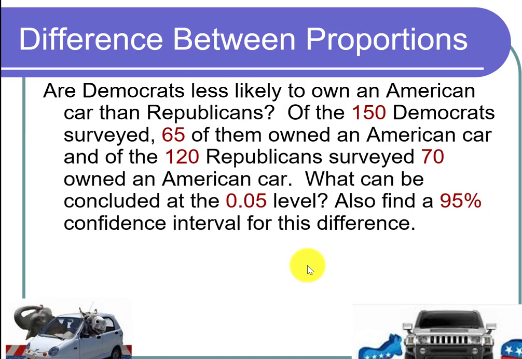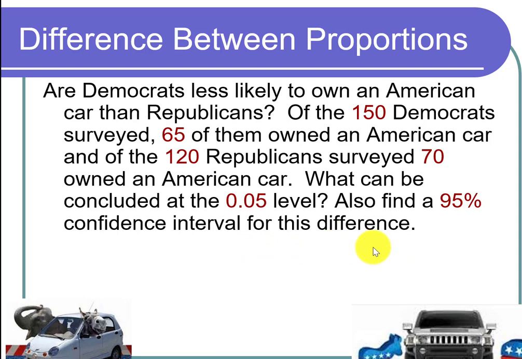Okay, so now let's look at another example. So the next example is the following. Are Democrats less likely to own an American car than Republicans? I'm not sure. Maybe, maybe not. Of the 150 Democrats surveyed, 65 of them owned an American car, and of 120 Republicans surveyed, 70 owned an American car. What can be concluded at the 0.05 level? Also find a 95% confidence interval for this difference.